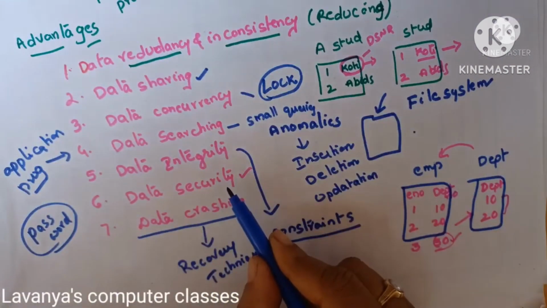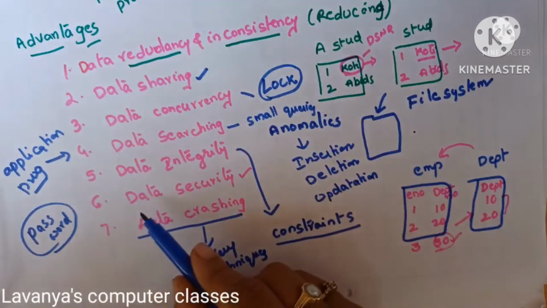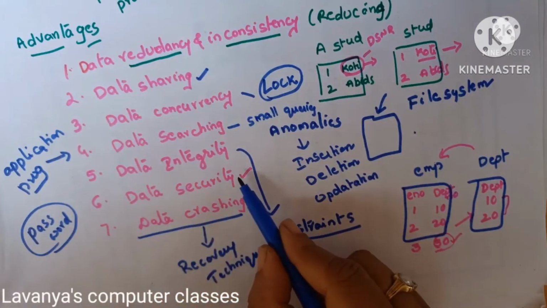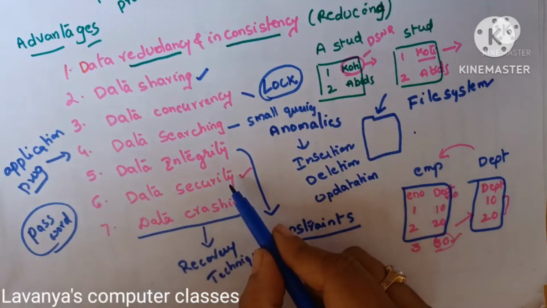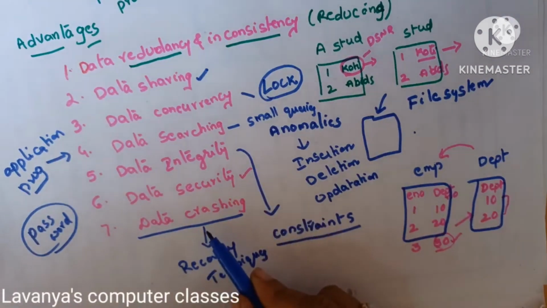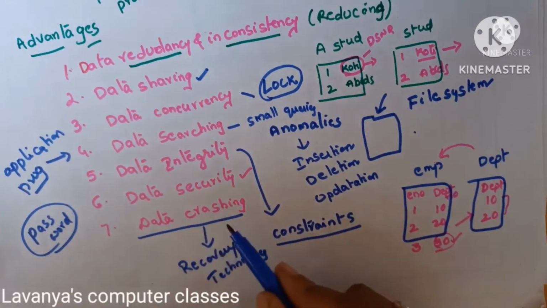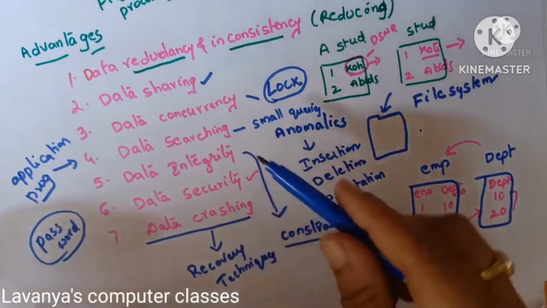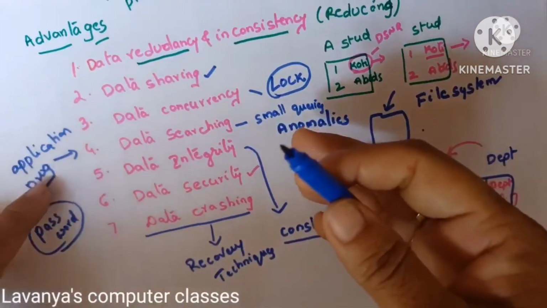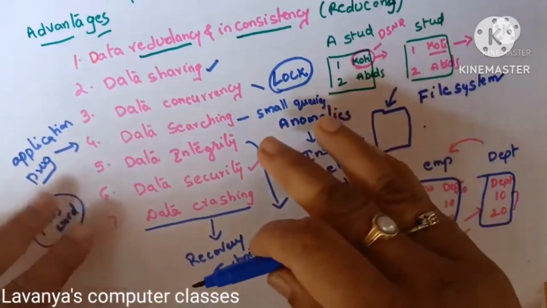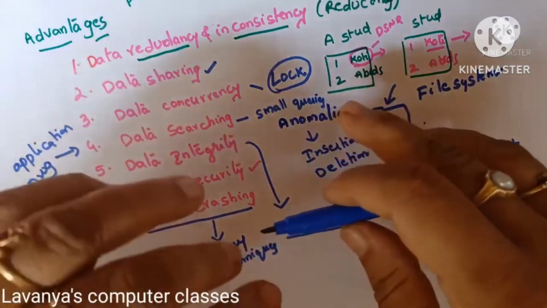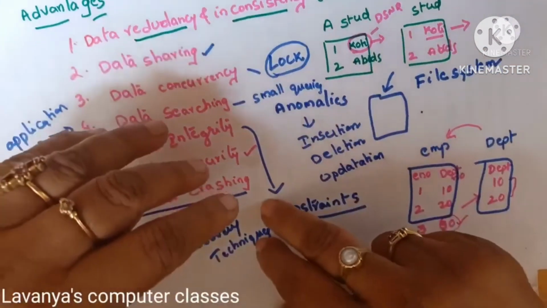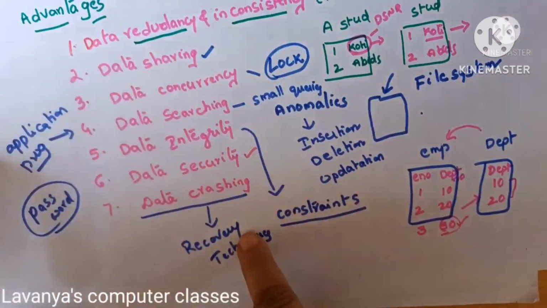Next, data security is improved compared to the file processing system, because we have so many techniques, not only password techniques. Using those techniques, we can improve our security measures and handle data crashing. Any time data is lost because of any problems, either incidental accidents or unavoidable accidents, it is possible to get the information back immediately. Using recovery techniques, we can easily recover the database.